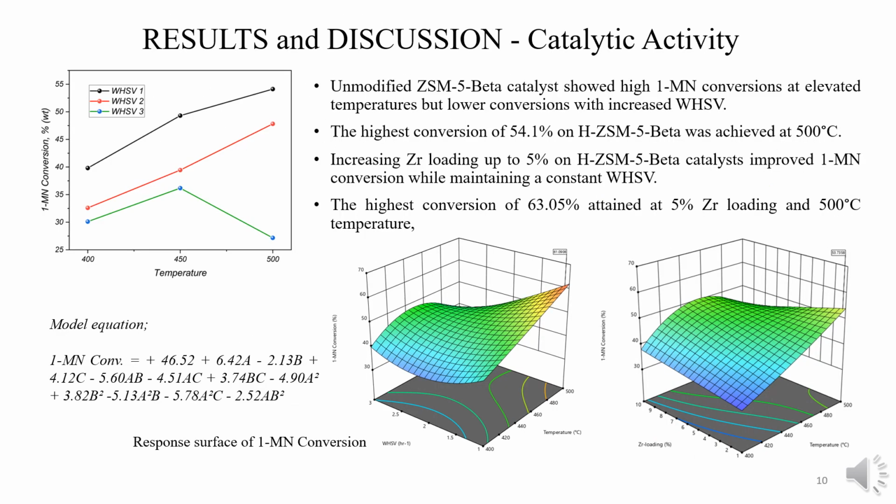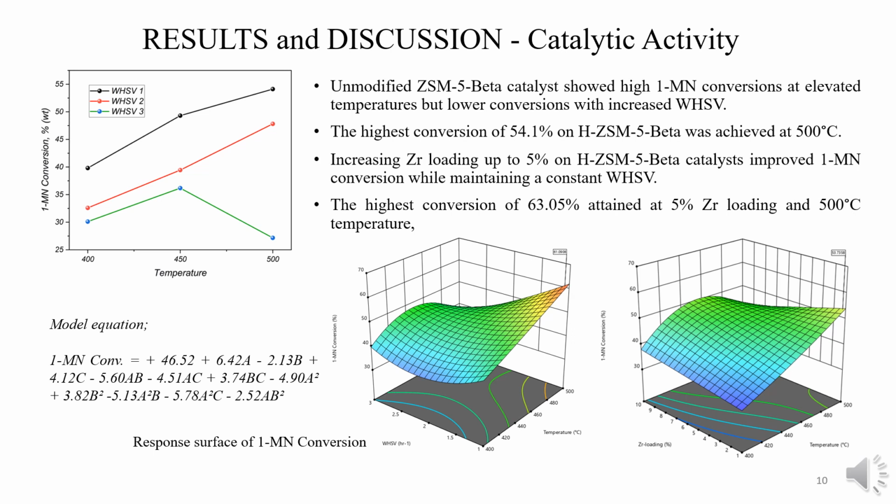Moving on to catalytic activity, let's discuss the performance of the catalyst under various reaction conditions. The unmodified ZSM-5 beta catalyst displayed notable characteristics such as a high 1-methyl-naphthalene conversion at elevated temperatures. However, as the weight hourly space velocity increased, the conversions declined. The highest conversion of 54.1% on this catalyst was achieved at 500 degrees Celsius.